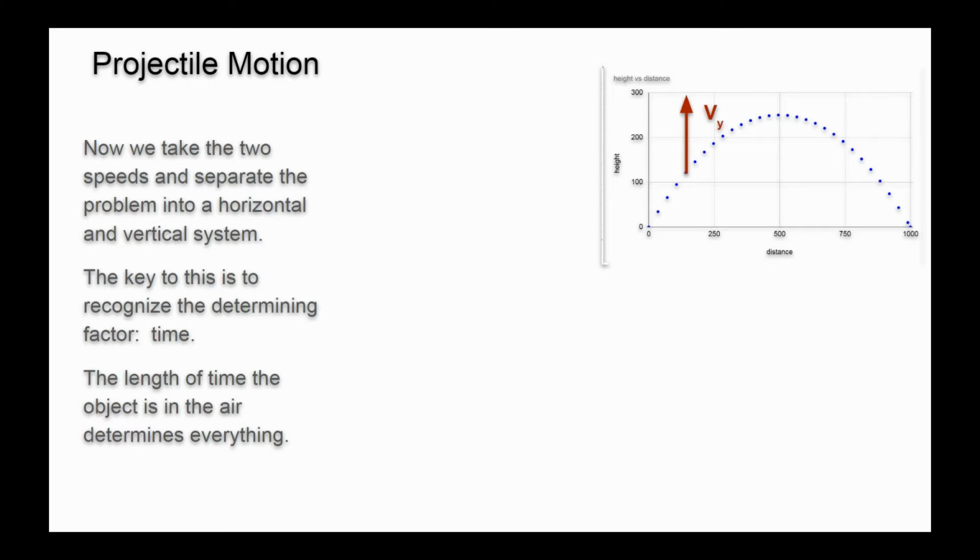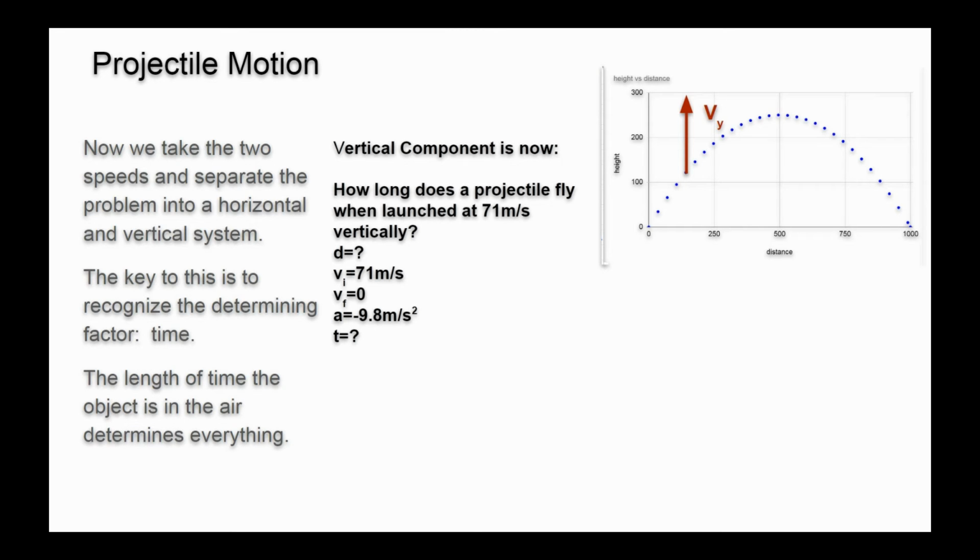We now treat the problem as two separate problems, one in the vertical, one in the horizontal. Typically, the vertical component is the most important one because it will determine the time of flight, and the time is everything in these problems. So we're now looking at a one-dimensional problem. How long does a projectile fly when launched at 71 meters a second vertically? Doesn't matter that it's traveling sideways as it goes.